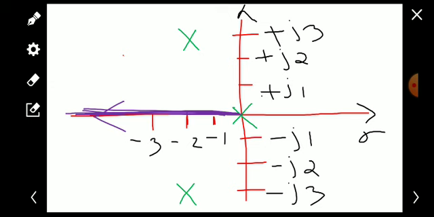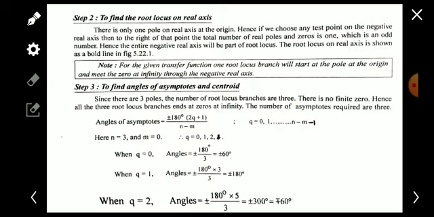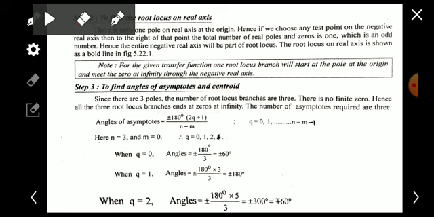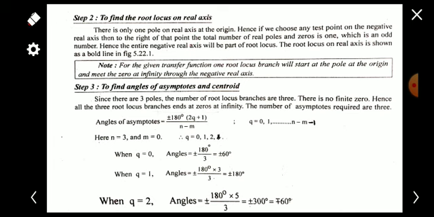Okay, this is the first root locus. And the next step, that is step 3, as step 2 we have already discussed. Step 3 is to find the angle of asymptotes and centroid. This angle of asymptotes will give the direction of the root locus at which the root locus goes to the zeros at infinity. And the centroid means the point at which we have to draw these asymptotes.